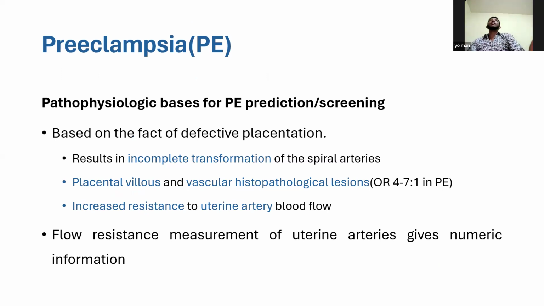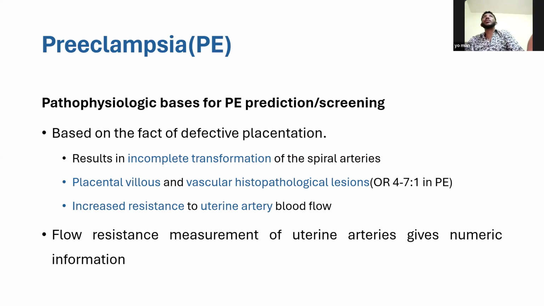The pathologic basis for preeclampsia prediction or screening, based on defective placentation, is that it results in incomplete transformation of the spiral arteries, as I told you before, and placental villus and vascular histopathology lesions. If there is any placental pathology, then there would be resistance in the uterine artery. That has a strong scientific correlation with PE, or preeclampsia, and it results in increased resistance to uterine artery blood flow.